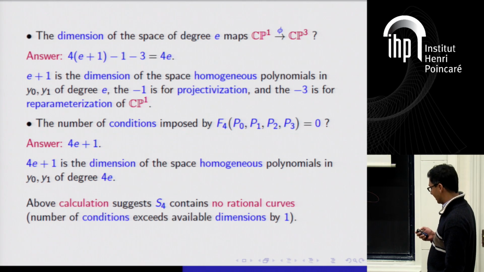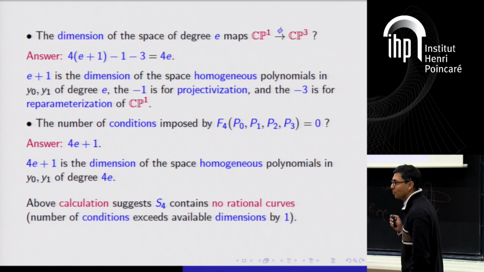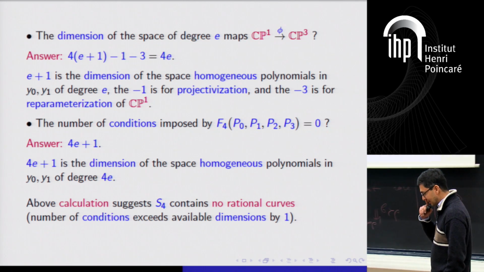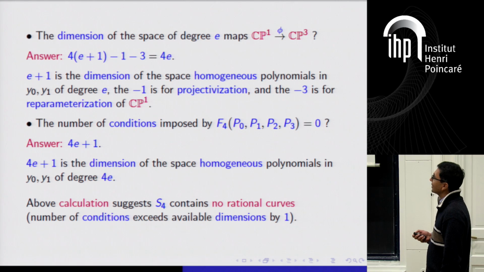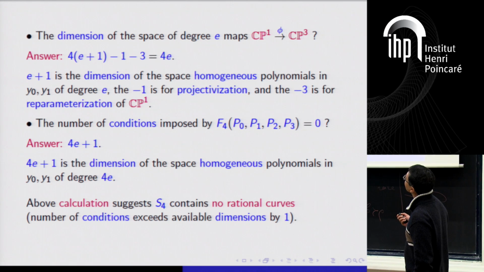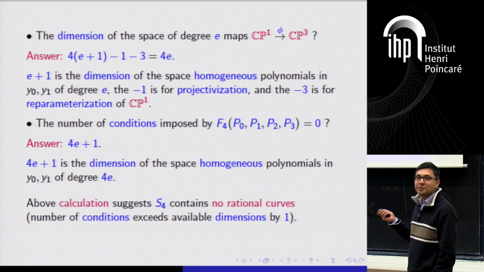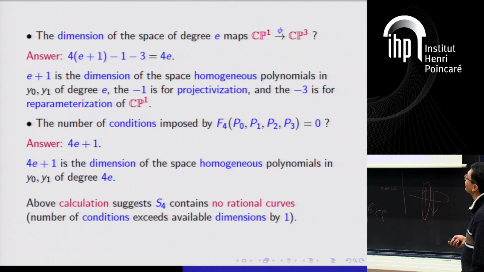So this calculation suggests S4 contains no rational curves because the conditions exceed the available dimensions by 1. And yeah, so that's the situation. But it's not exactly conclusive, because it is the case, for example, in linear algebra, that if you have more equations than variables, you still might have a solution. You can't rule out the possibility. But it makes it a little bit unlikely.